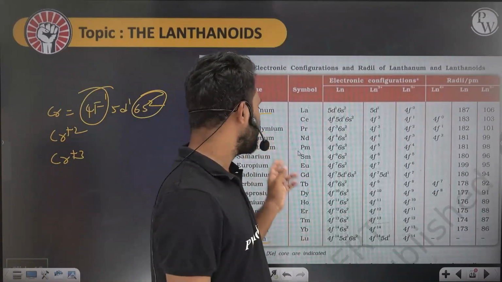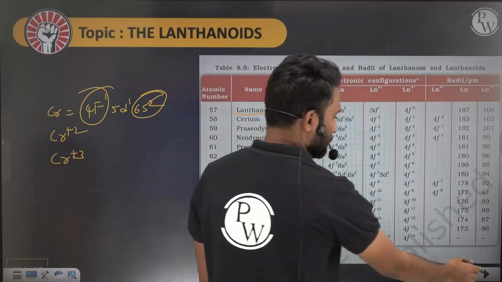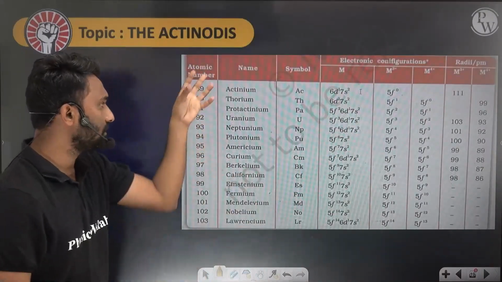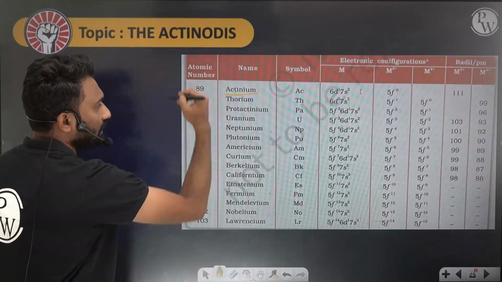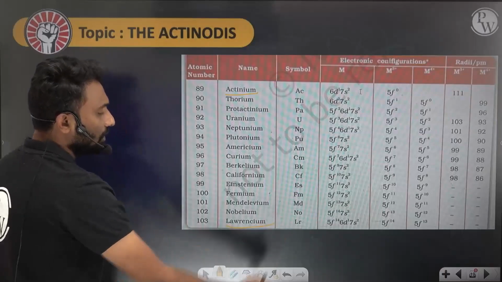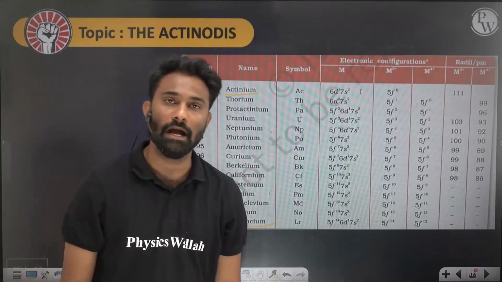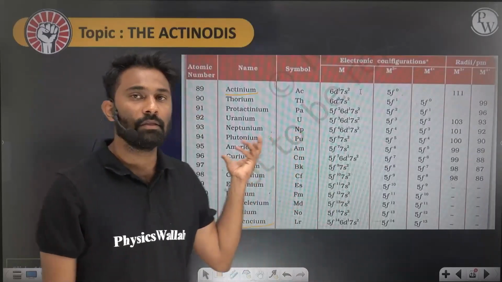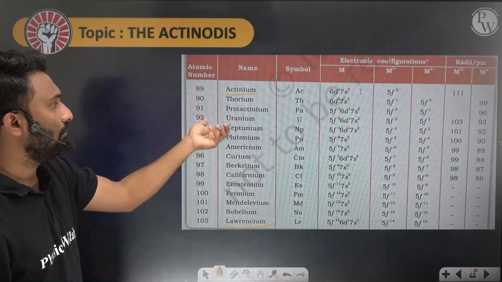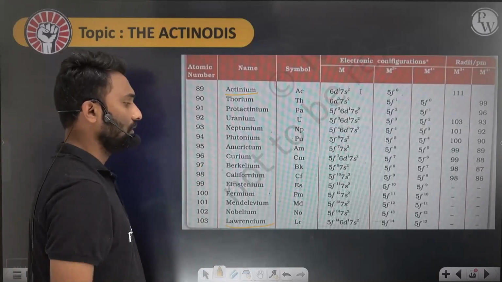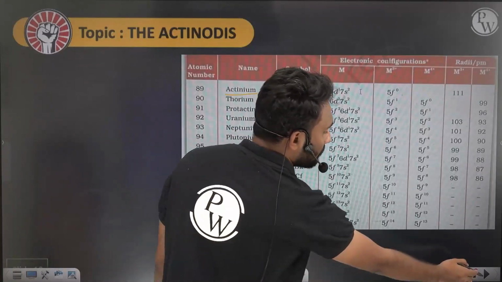Next, actinides. These are the elements present in the actinides. It starts from actinium and ends at lawrencium. Most of the actinides are radioactive elements. These are the elements present in the actinides. This you have to remember.